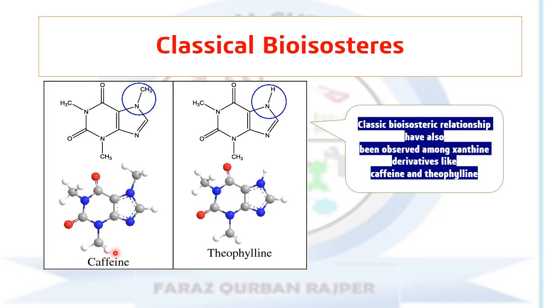So this is caffeine, which is a purine base, and in this you may observe that it has the methyl group, and when this is demethylated, it is converted into a drug molecule, which is theophylline. Theophylline is one of the bronchodilators which is used in asthma treatment. So these structures show a classical bioisostere relationship between the xanthine derivatives caffeine and theophylline.